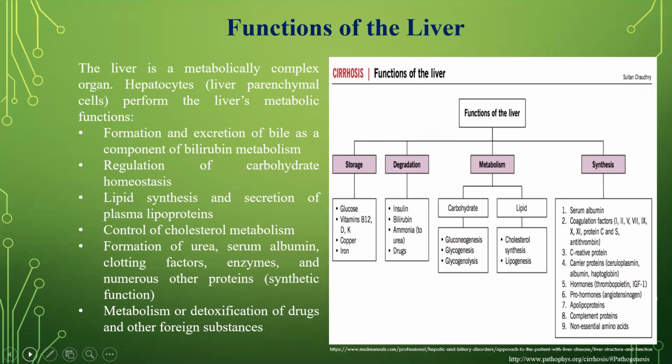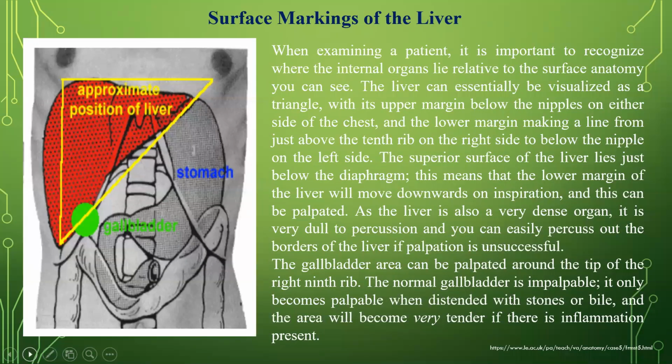Metabolism or detoxification of drugs and other toxic foreign substances, storage of different vitamins, glucose, and macroelements, the place of degradation from ammonia and drugs to insulin and bilirubin, the place of metabolism of carbohydrates and lipids, and the main one we already named is synthesis. When examining the patient, it's important to recognize where the internal organs lie relative to the surface anatomy you can see.